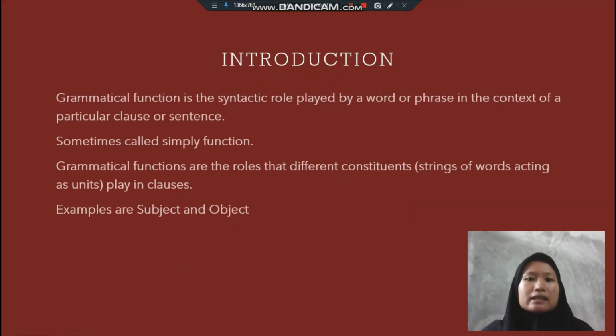The first is introduction. So what is grammatical function? Grammatical function is the syntactic role played by a word or a phrase in the context of a particular clause or sentence. Sometimes grammatical function is called simply function. The grammatical functions are the roles that different constituents, strings of words acting as units, play in clauses. The examples of grammatical function are subject and object.